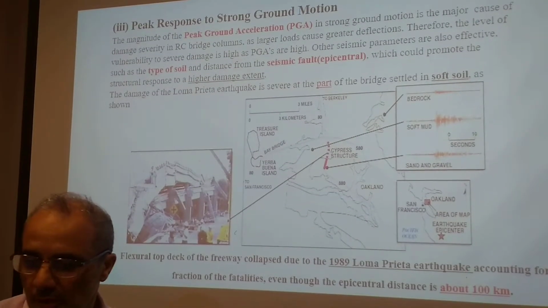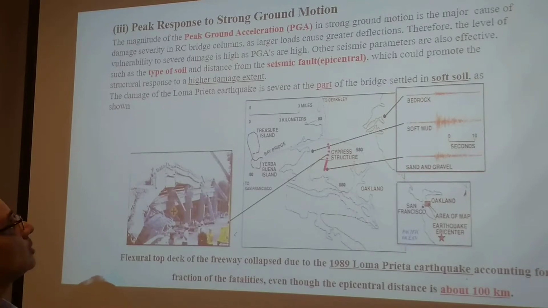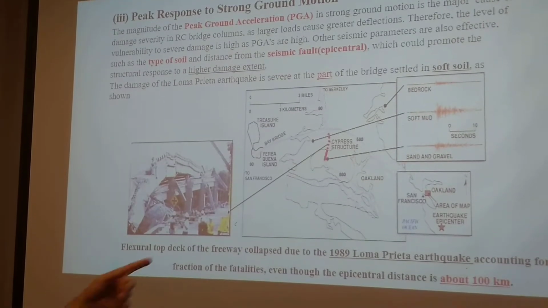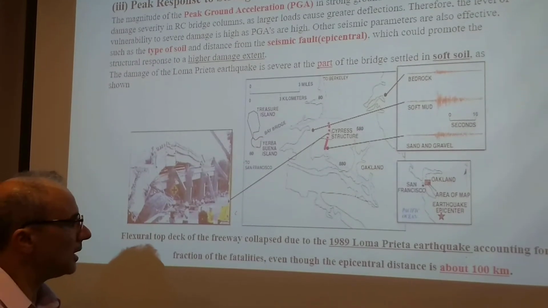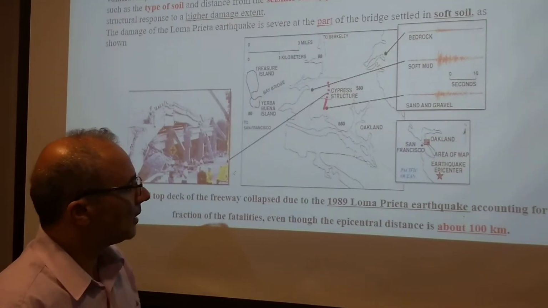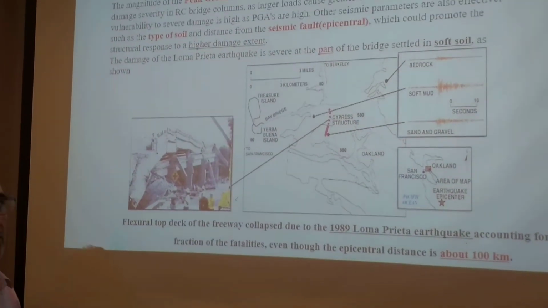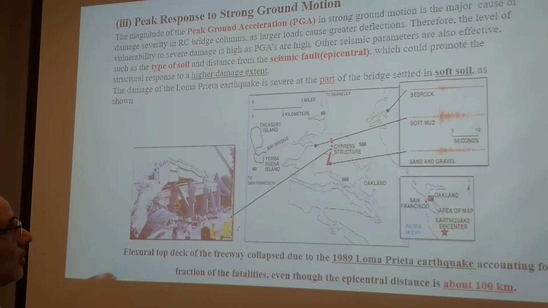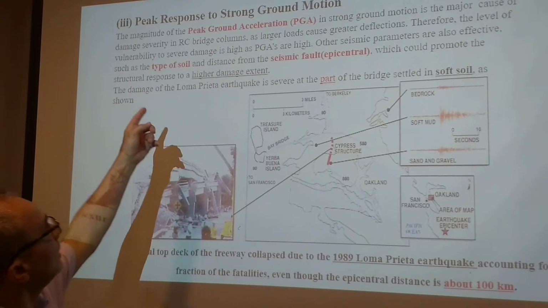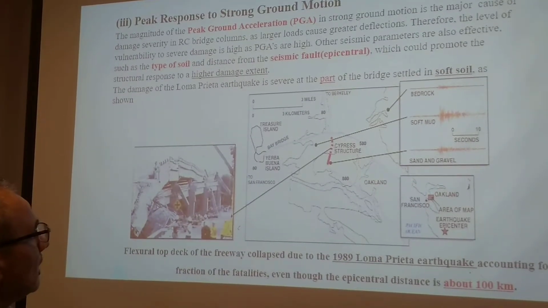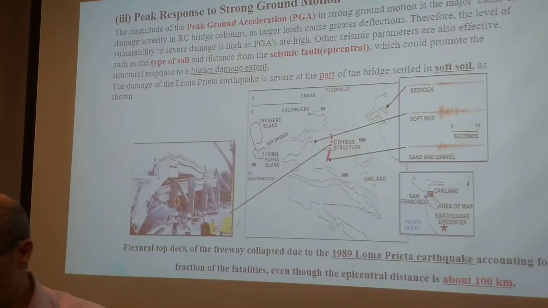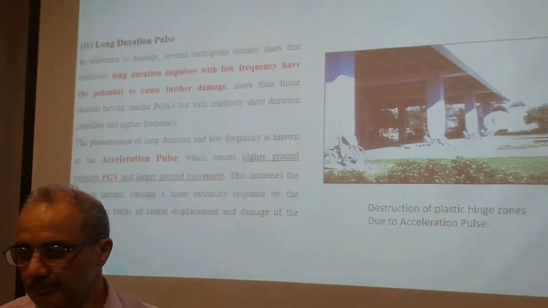Another level of vulnerability is the peak response to strong motion, and this is what is known as the peak ground acceleration, or PGA. In this example, this is the 1989 Loma Prieta earthquake. The PGA was not high enough, it was not even high, but the problem was with the type of soil. It was a soft soil, even though the site was 100 kilometers away from the epicenter of the seismic fault.